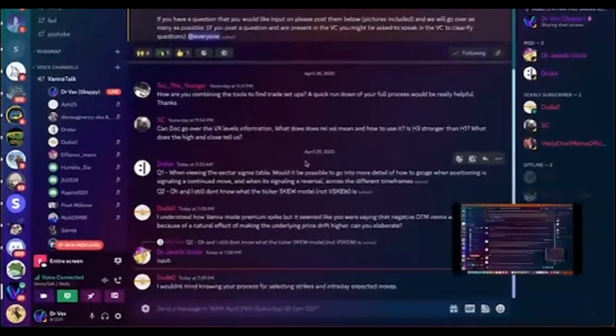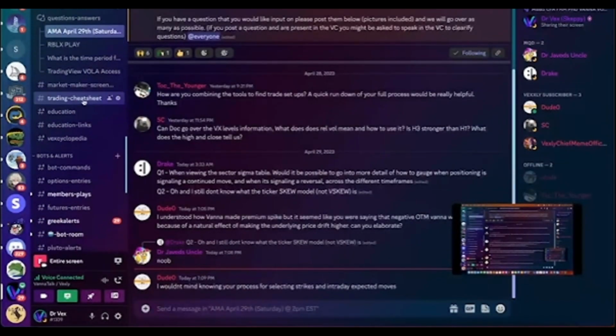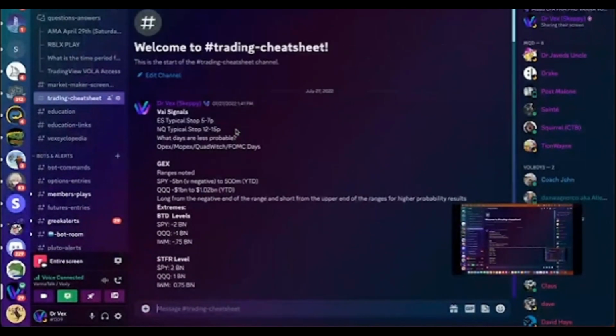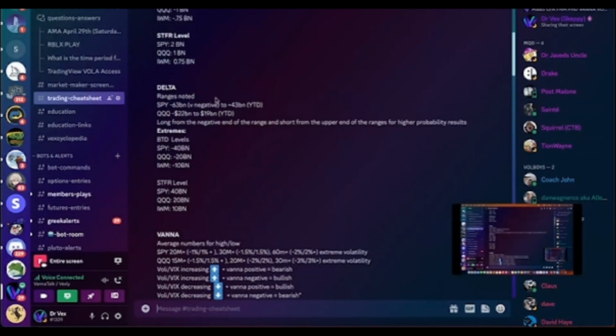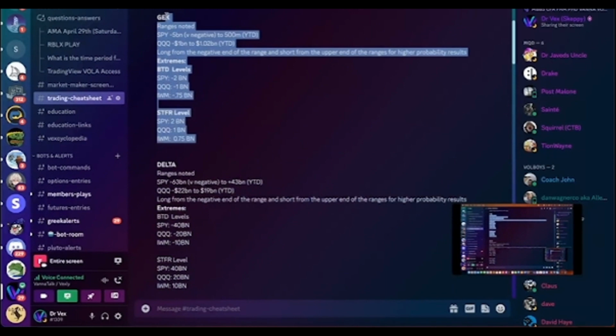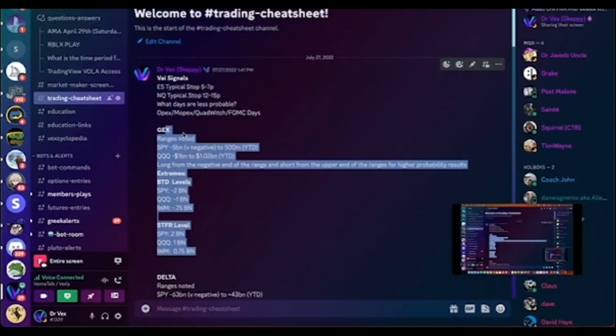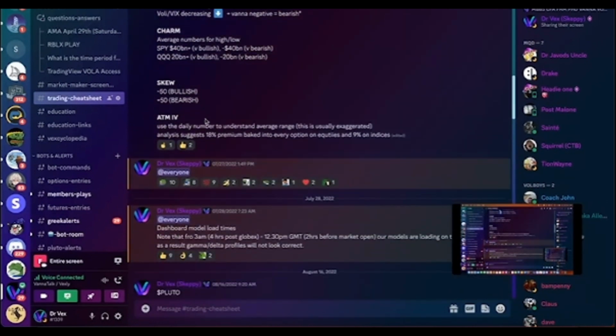Cool. All right, so moving on to the next one: how you're combining the tools to find trade setups. A quick rundown of your full process would be really helpful. Right, so this one's pretty simple, and it is as simple as what I put in the training sheet. On futures you have buy the dip levels, sell the rip levels for deltas, for gamma, buy the dip and sell the rip levels here as well. Same for Vanna and Charm, same for Skew. I just repeat this process over and over again.